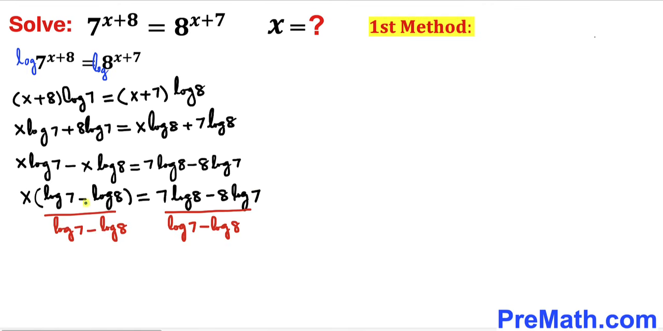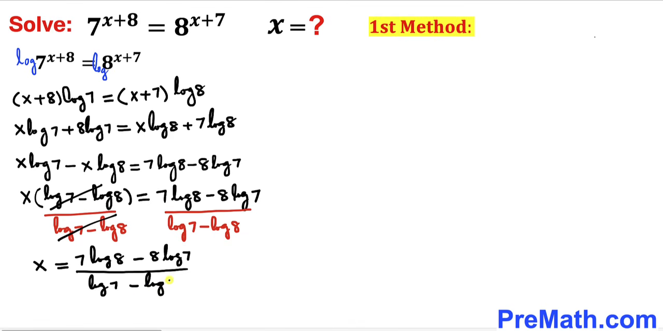In this next step, I have divided both sides by log of 7 minus log of 8, as you can see, in order to isolate the x value. So this whole thing cancels out with this one. We end up on the left hand side with x equal to 7 times log of 8 minus 8 times log of 7, all over log of 7 minus log of 8.